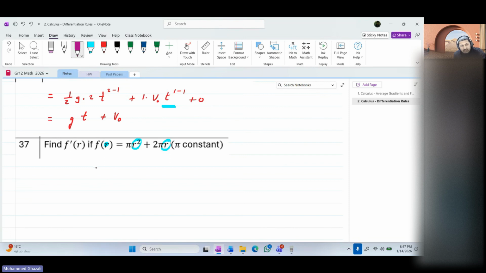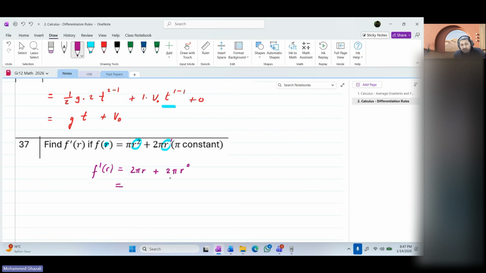Yeah, you can try this out, Arnav. F prime of r. Yeah, we can differentiate because this is already in power form. So basically, it's 2 times pi, 2 pi r, plus 2 pi r to the power 0, because that's to the power 1. Good. Right, so now r to the power 0, you can simplify now.